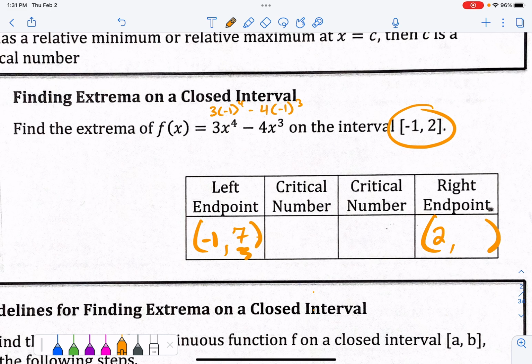Next, the right endpoint. If I plug 2 in, 3 times 2 to the 4th power minus 4 times 2 to the 3rd power is 16. Check me.